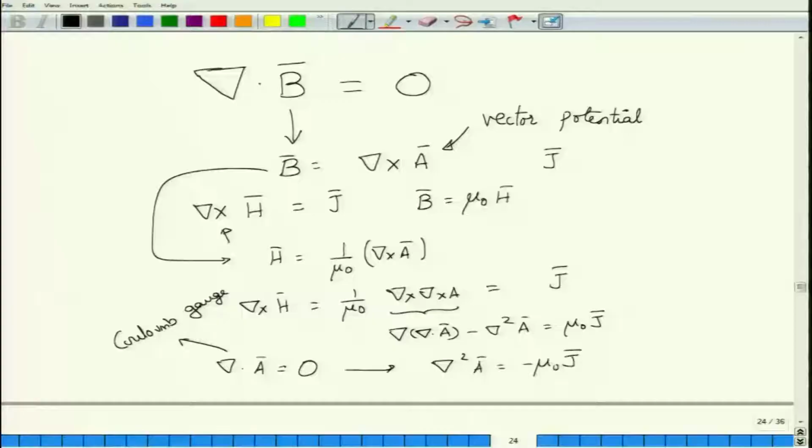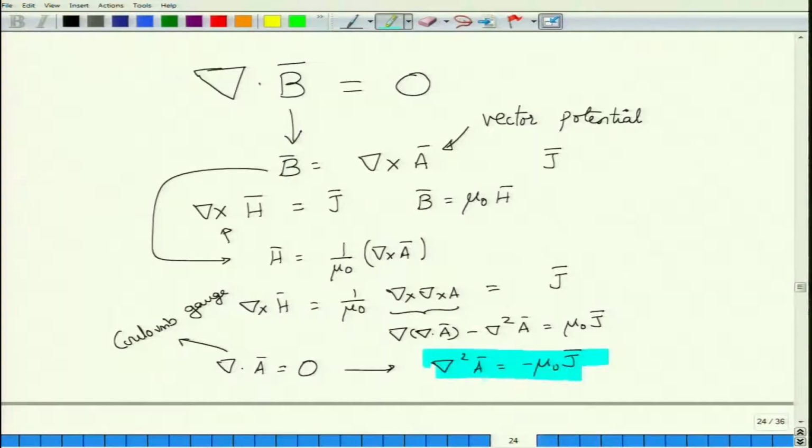Later we will see that when time varying fields are present, this choice is not really a good choice. So, you will have to modify this choice. This choice is usually called the Coulomb gauge, and in the other choice, in the time varying scenario, we will encounter what is called the Lorentz gauge. Okay. So, at least for now, we know del square A is equal to minus mu naught J.